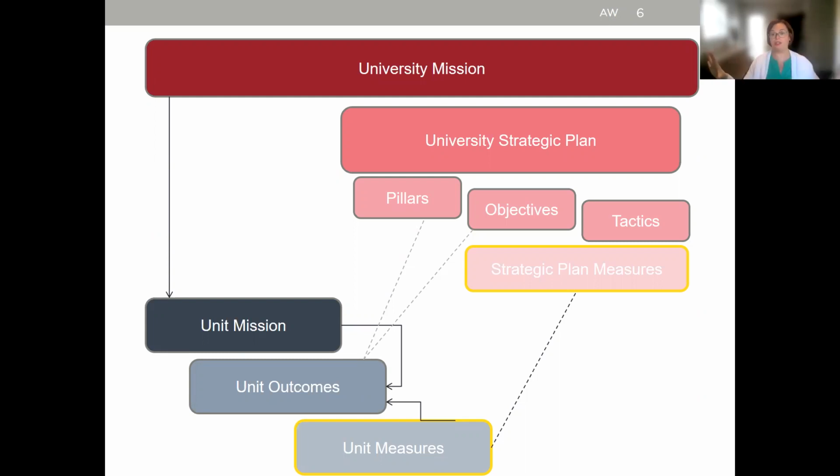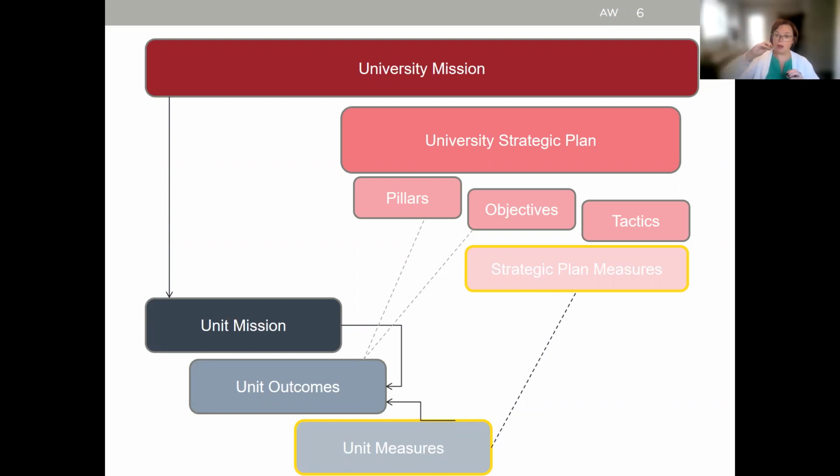So the university mission guides everything. The strategic plan guides your unit mission and your unit outcomes in an indirect way. And then within your unit, you've got your little mission, your outcomes come from that mission, and your measures support those outcomes because it helps you understand how you are or are not meeting those outcomes for your unit, your office, your program, whatever. Now, we hope eventually that your unit outcomes can be aligned or roll up to the strategic plan pillars and objectives.